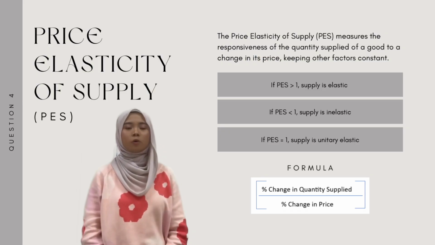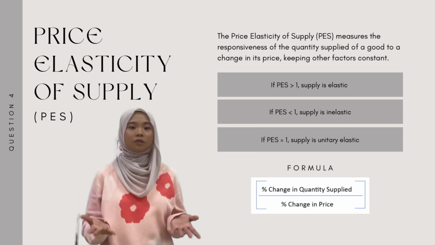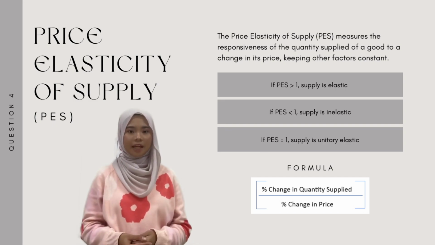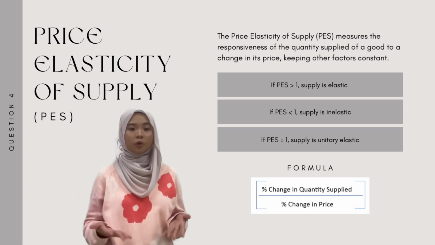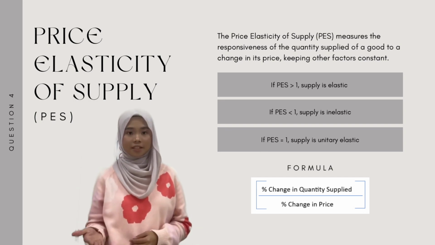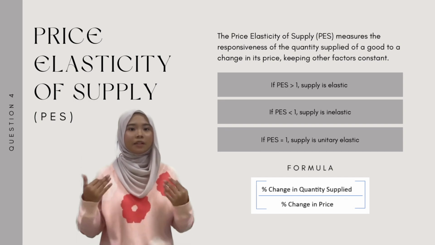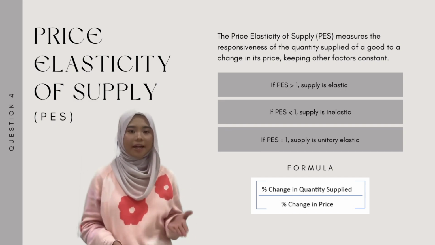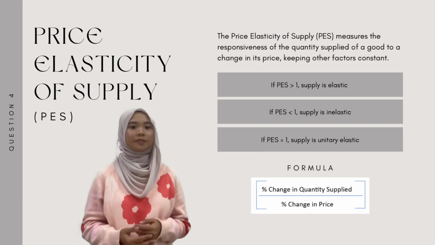Question 4a. What is price elasticity of supply, PES? Price elasticity of supply, PES, measures how much the quantity supplied of a product changes when its price changes. It is calculated by dividing the percentage change in quantity supplied by the percentage change in price.